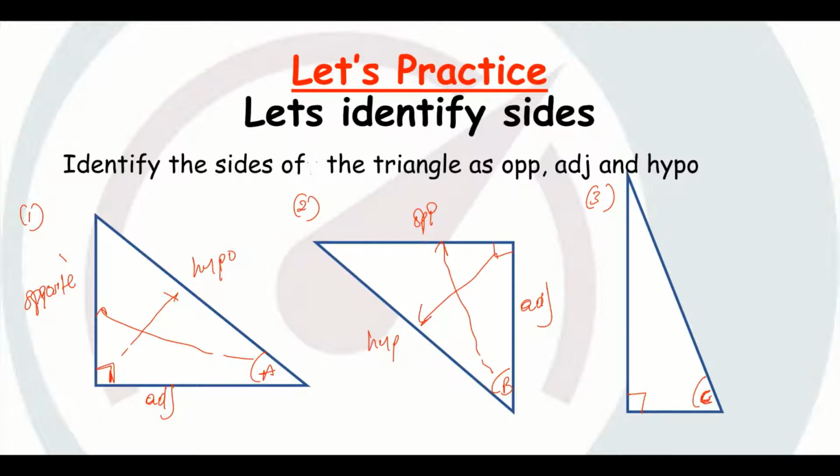Or you could just automatically put in what is easier for you to identify. So if you can easily identify opposite of your right angle, which will give you your hypotenuse, and opposite of the angle being considered gives you your opposite, then naturally what is left is going to be your adjacent side.